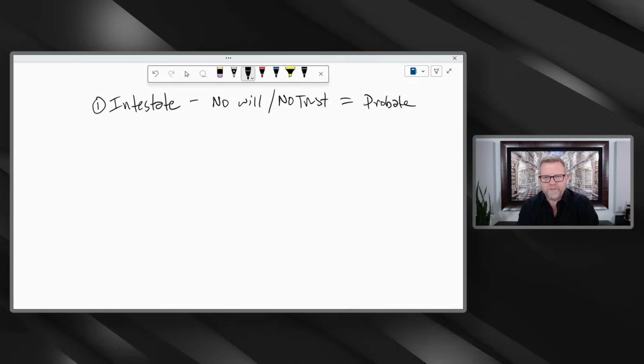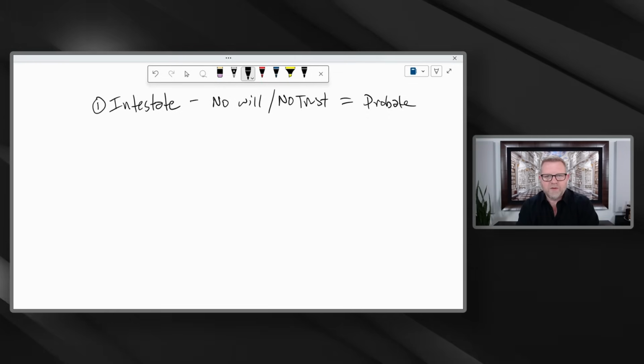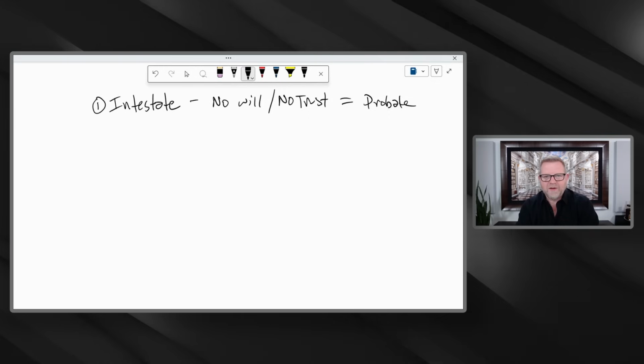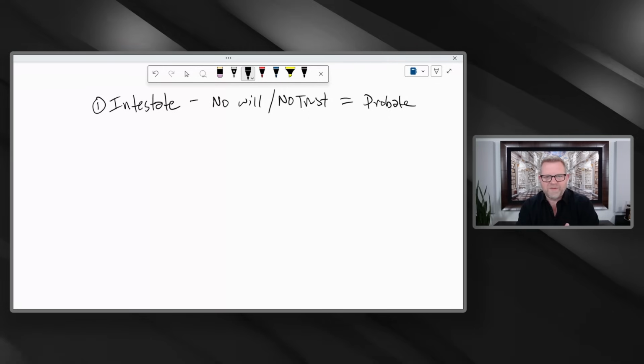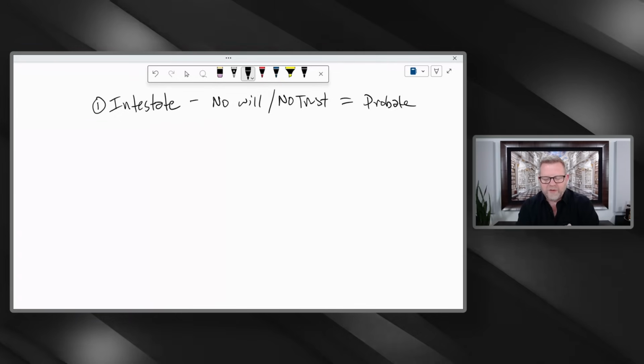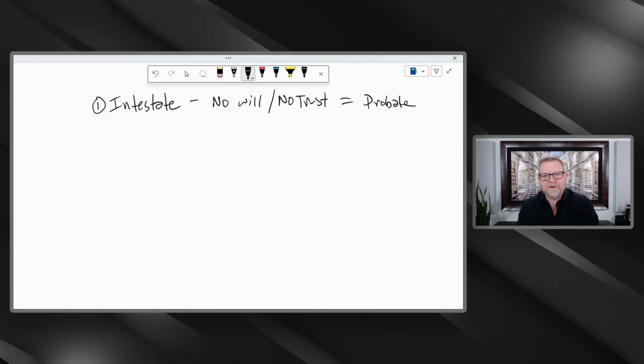I have to go to court. Are courts free? No. But lawyers make money in court. Clients, you generally spend money going to court. The last thing you want to do is go to court unnecessarily.